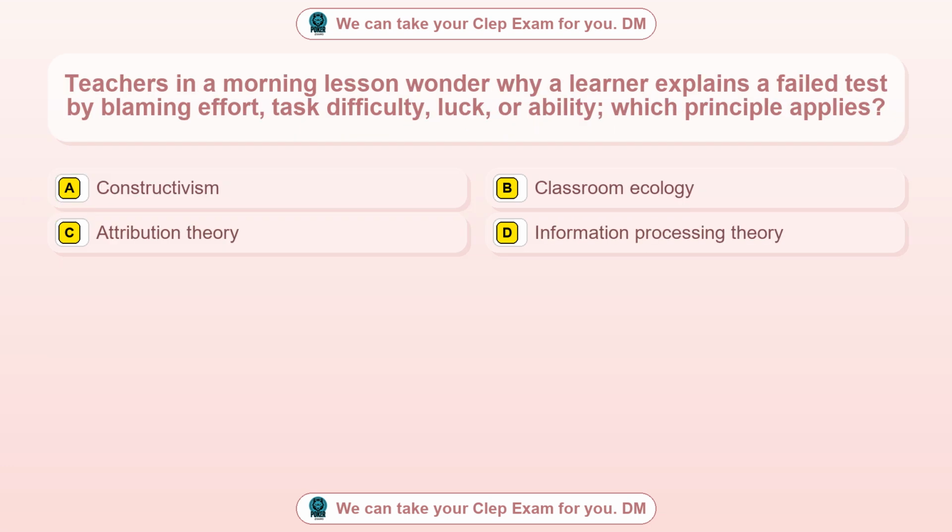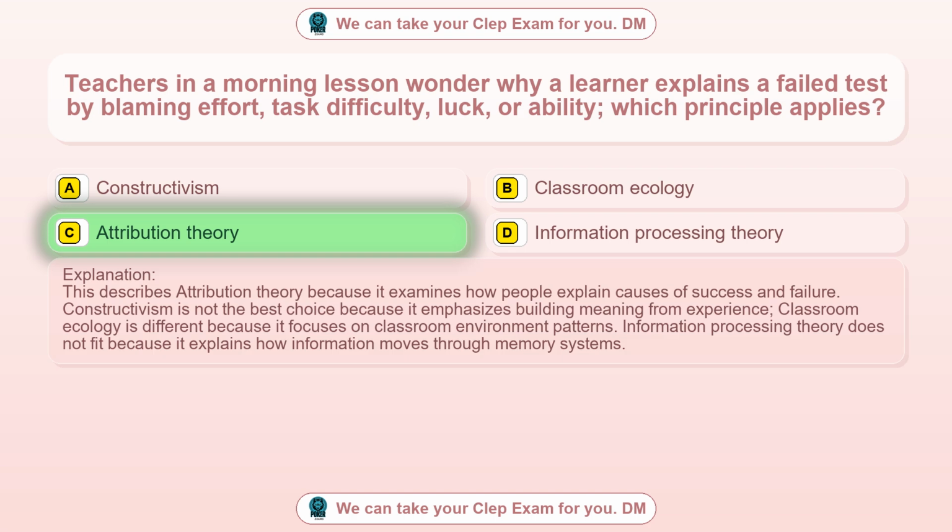Question 30. Teachers in a morning lesson wonder why a learner explains a failed test by blaming effort, task difficulty, luck, or ability. Which principle applies? Option A, constructivism. Option B, classroom ecology. Option C, attribution theory. Option D, information processing theory. The correct answer is option C, attribution theory.